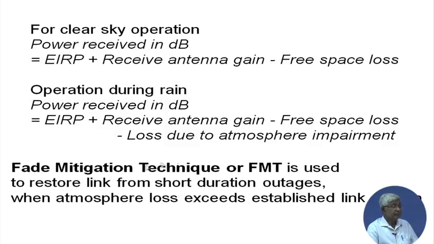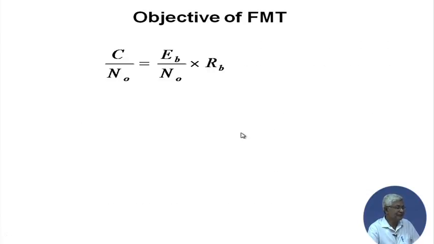So, we have to mitigate this, that is called fade mitigation technique or FMT, that is used to restore the link from the short duration outage. Just now we talked about Virat Kohli hitting a 6, that short duration outage when the atmospheric loss exceeds the established link margin. So, that is the fade mitigation technique. It could be for longer duration also, but many people are interested in this short time mitigation.